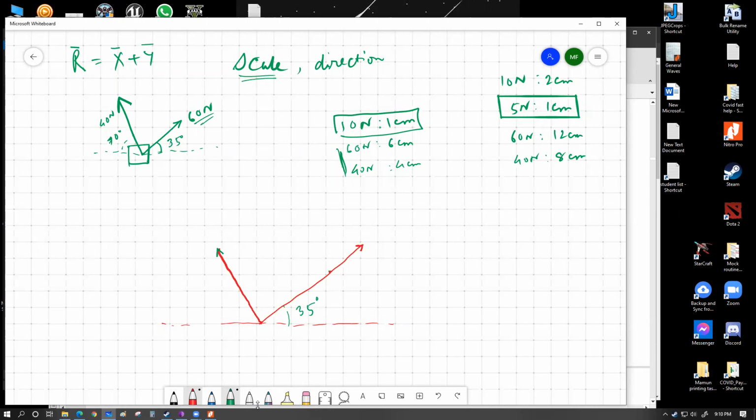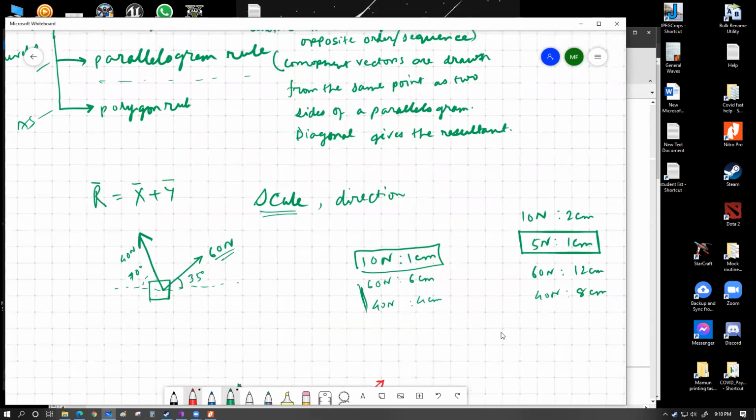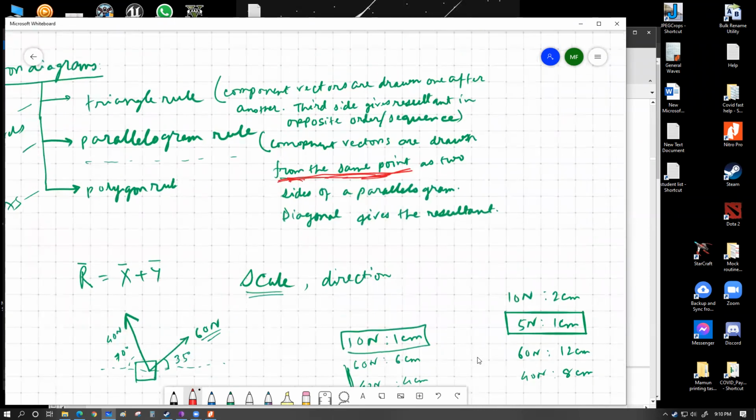Okay. Coming back to the angle thing. So you have to label this angle over here. You should also label this angle over here. And then you should label these two arrowheads. So now I'm doing the parallelogram rule. In the parallelogram rule, I wrote that component vectors are drawn from the same point. This is the key phrase for the parallelogram rule, where the triangle rule's key phrase is this: component vectors are drawn one after another. This is the key difference you should have in your head.